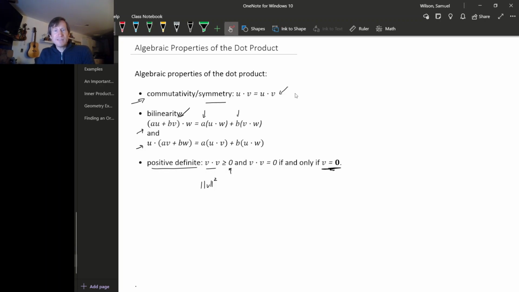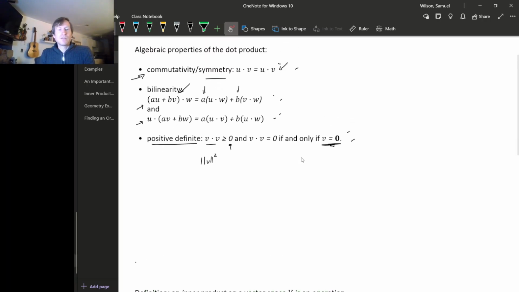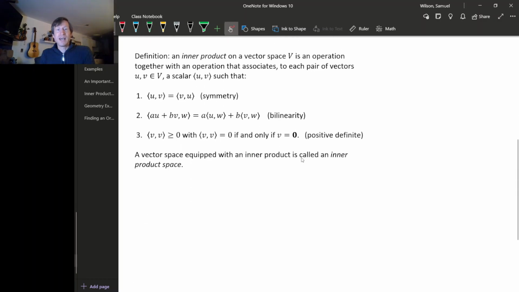Well, all of these properties are properties that we could identify in any vector space. If we had a product, some operation that took two vectors from that vector space and gave us a real number, we could check if that operation satisfies these three conditions. And if it does, then somehow it can play the role that the dot product plays in Rn. So we'll call this sort of operation an inner product.